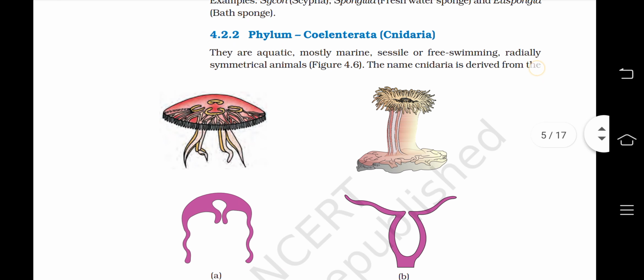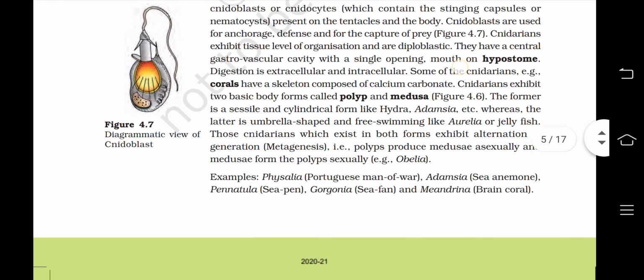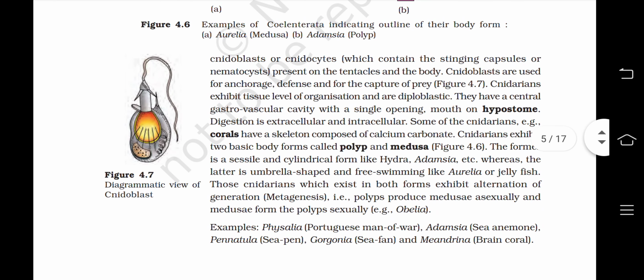Now let's start off with the phylum Coelenterata or Cnidaria. They are aquatic, mostly marine, sessile or free swimming, radially symmetric animals. The name Cnidaria is derived from the nidoblast or nidocytes, which contain the stinging capsule or nematocyst present on the tentacles and the body.